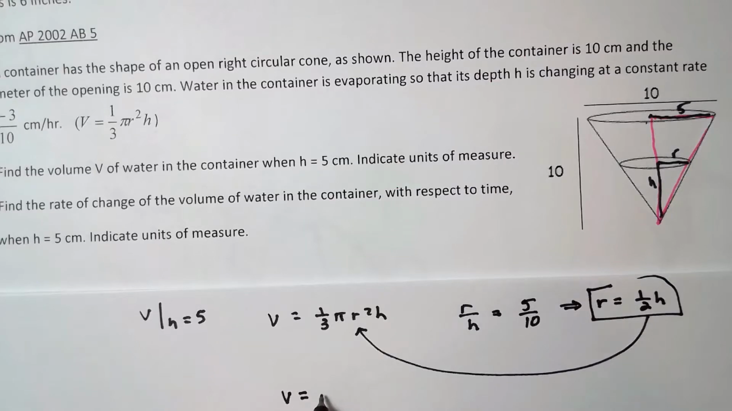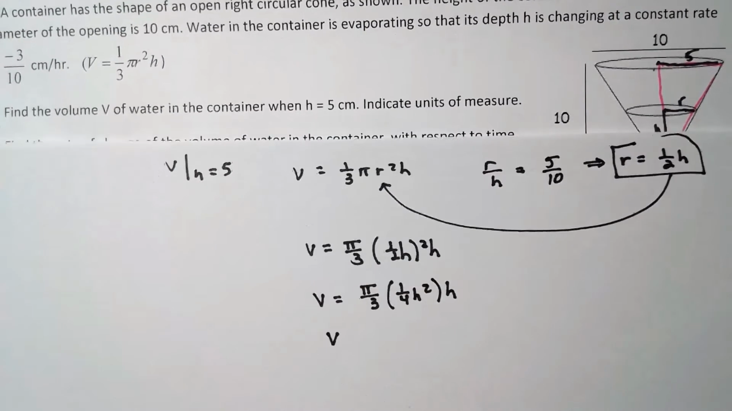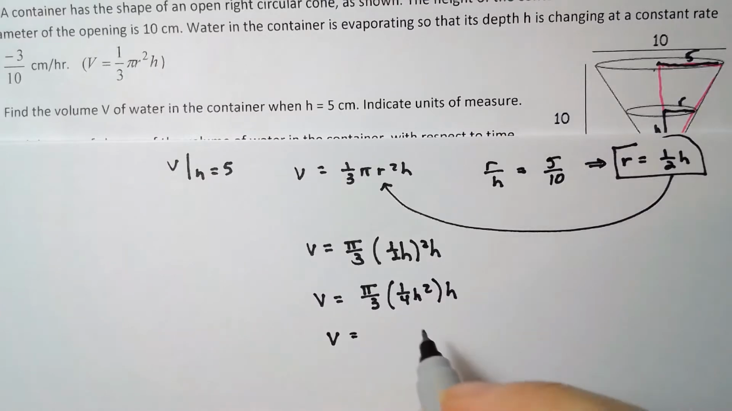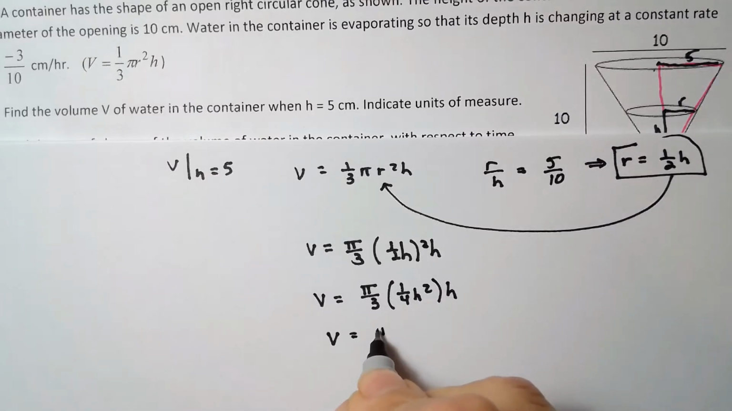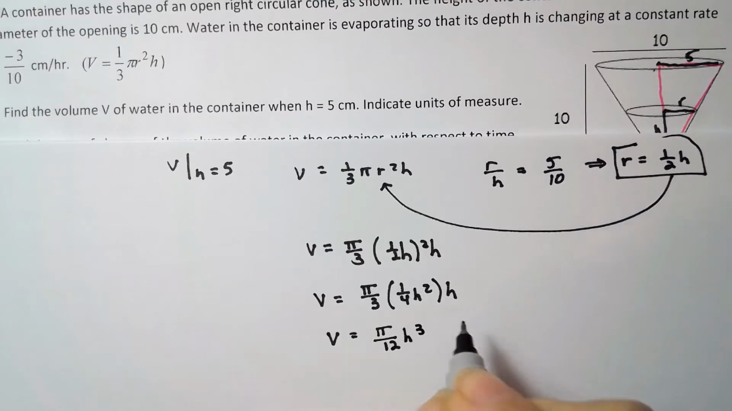So volume is equal to pi over 3, so 1/3 pi is pi over 3, times 1/2 H squared times H. If I clean that up a little bit more, I'm going to have pi over 3 times 1/4 H squared times H. And cleaning it up a little bit more, this is going to give us pi over 12 H cubed. Right? H squared times H is H cubed.